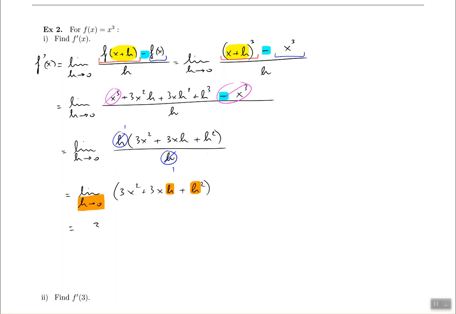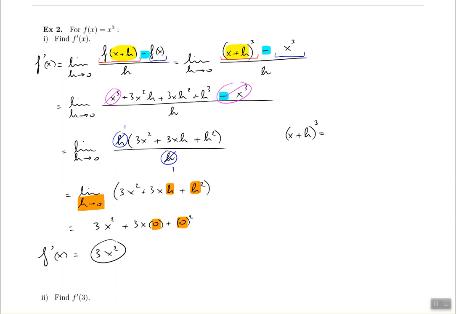When I do that, I get 3x squared plus 3x times 0 plus 0 squared, because the h is turning into a 0 because of the limit. And when you add and multiply and subtract and do all the things that you have to do here, we end up with 3x squared. So that's what we call the f apostrophe x, meaning the derivative of the function f of x. Now, how do you actually go about FOILing the x plus h to the power of 3?